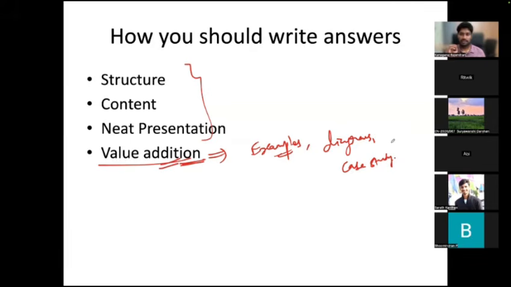Right. So we can gradually improve this during our answer writing program in every paper, in every question. No need to worry about that. But first your priority should be these areas: structure, content, and presentation.